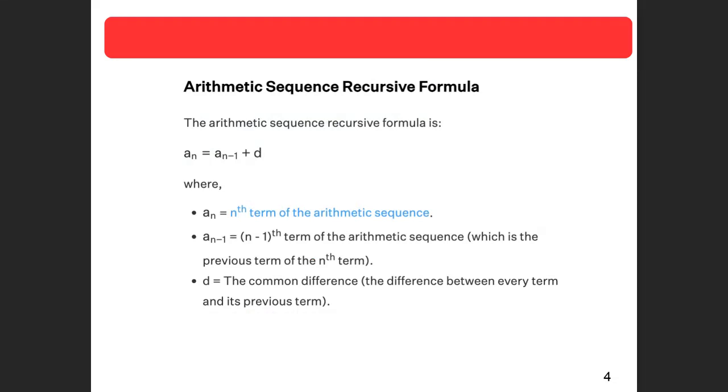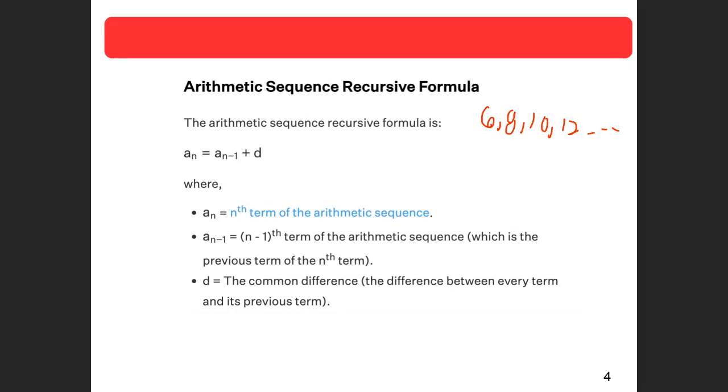Now, if we're going to do a recursive formula, it's a whole lot easier. A recursive formula, what most people won't do is they won't give me the first term. So for a recursive formula, you always have to tell me what the first term is. So let's go back to the previous problem. What was it? 6, 8, 10, 12, dot, dot, dot. So in a recursive formula, you have to tell me what the first term is.